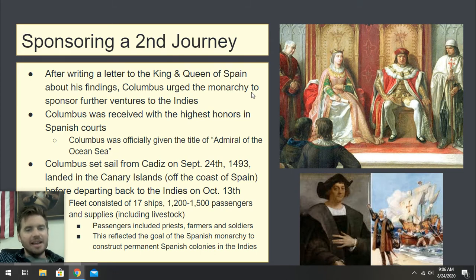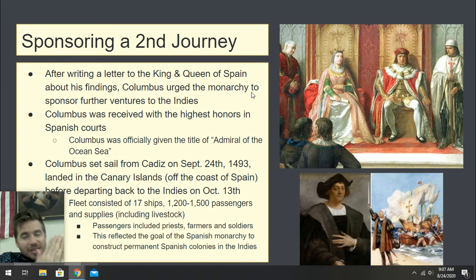So they land in the Canary Islands, and then they depart again back to the Indies on October 13th. This is actually a Friday the 13th. I looked that up. I thought that was kind of interesting. This journey is going to be a lot different than the first journey, and it's going to be a little bit more brutal than the first journey. Not in terms of travel, but in terms of the relations between the natives and the Europeans. So here's the comparison when it comes to the first journey and the second journey.